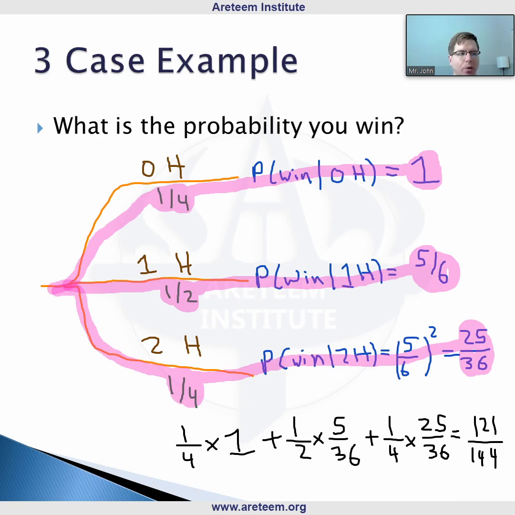In summary, the probability we win, like I said, it's actually a pretty easy game. You should expect to win almost all of the time in this scenario. We have a 121/144 chance that we're winning. So again, just more cases, you have more branches of the tree, but the idea and the process isn't really any different in this case.